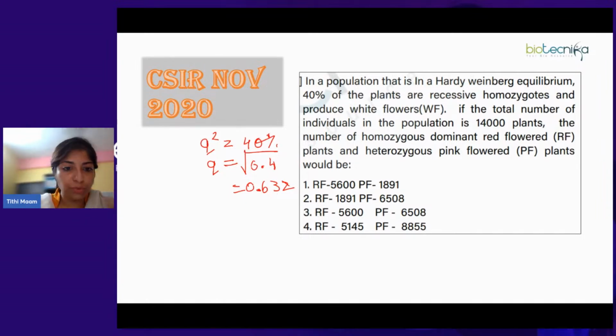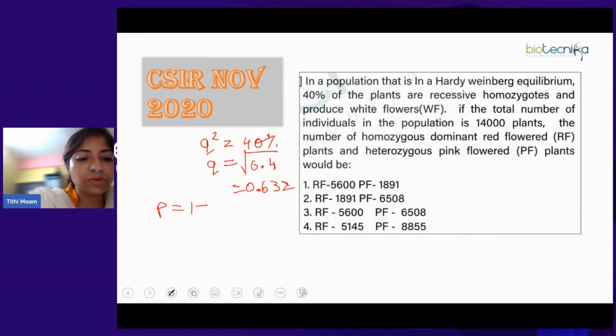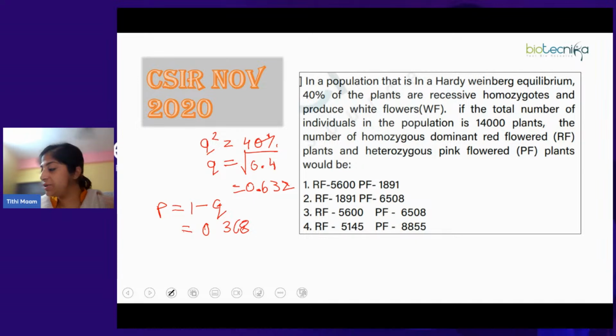Okay, now once we have got q, we can calculate p. That is very easy. p will be equal to 1 minus q. So 1 minus 0.632 will give us 0.368. Yes, Rahul, absolutely correct. Your answer is correct. So p's value we have got.